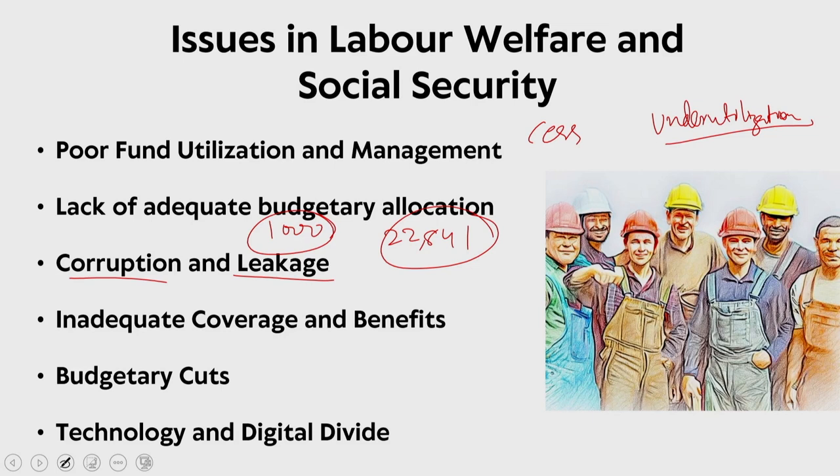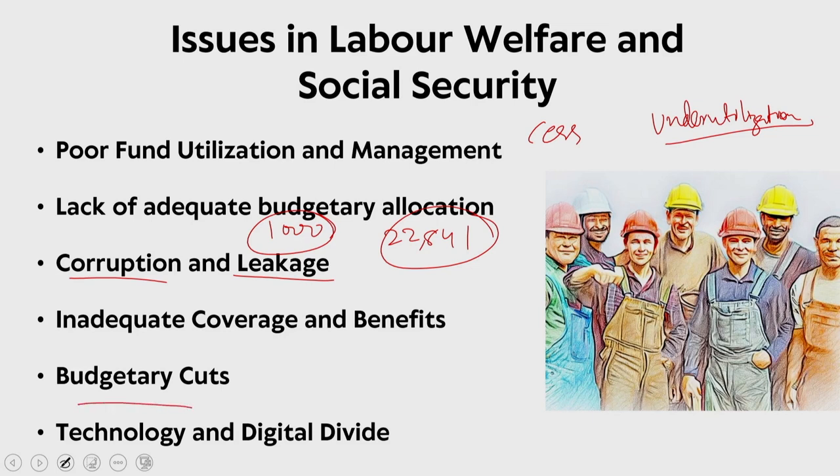For example, the National Social Assistance Program focuses on old age poor individuals with no able-bodied earners in their household, who are eligible to earn a monthly pension of rupees 75. So this leaves out many poor elderly people who may have some earning members in their household but still face economic insecurity and hardship. Another typical aspect we should consider is the budgetary cuts.